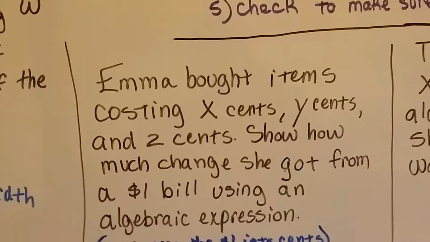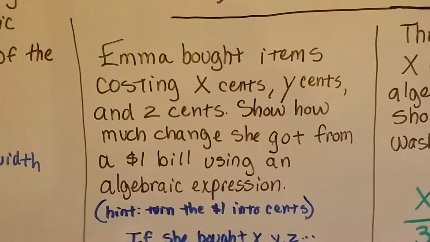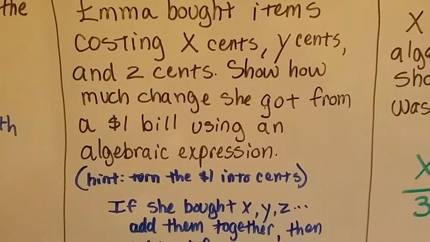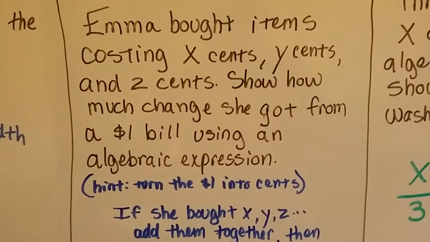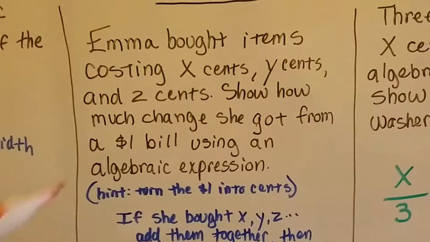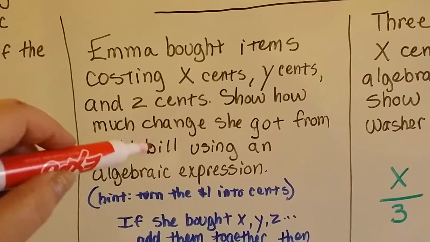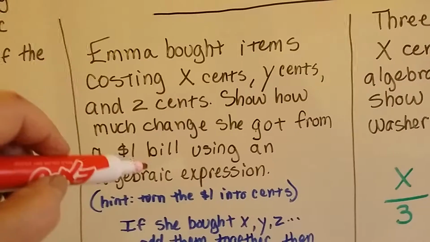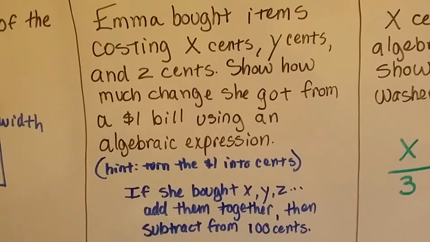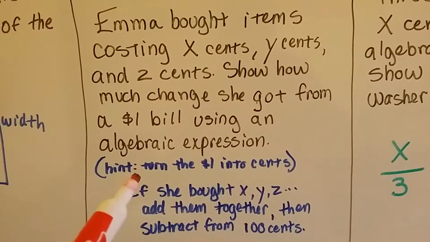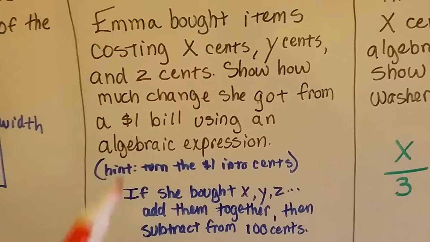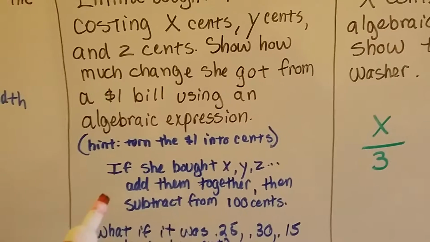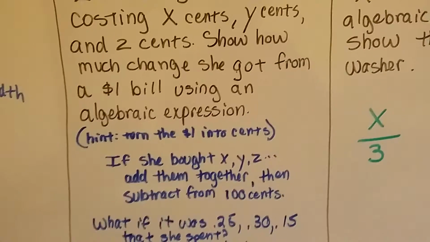Emma bought items costing X cents, Y cents, and Z cents. Show how much change she got from a $1 bill using an algebraic expression. Well, the first thing we need to do is not compare dollars to cents. We need to have the same measures here, so we need cents and cents, okay? So, we're going to turn the dollar into cents. So instead of a $1 bill, we now have 100 cents. Now, if she bought XYZ, we're going to add them together and then subtract that from the 100 cents.